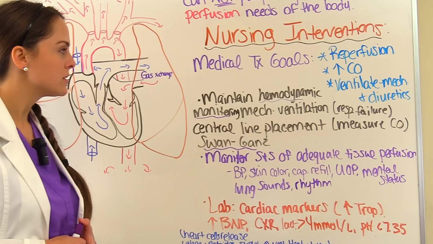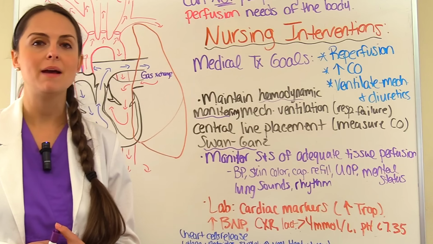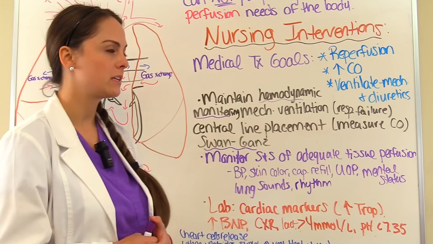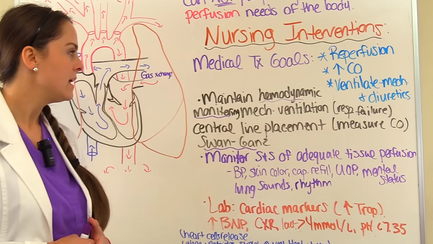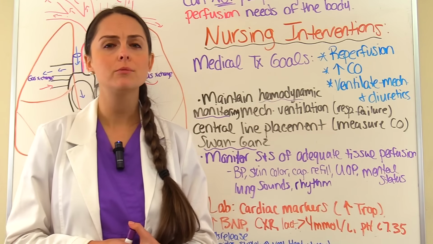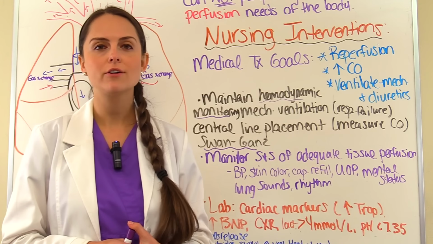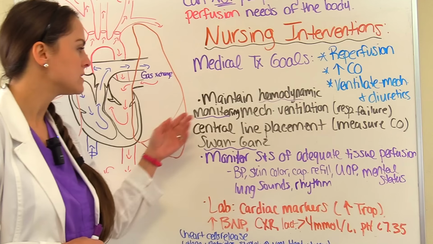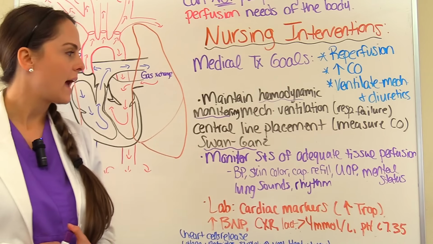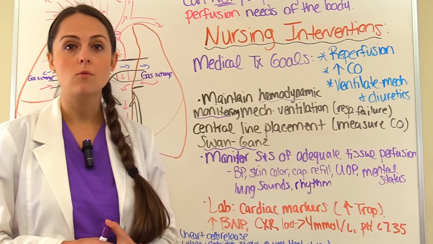So as a nurse, a lot of times these patients are going to be in the ICU because they're very sick. So you'll be maintaining the hemodynamic monitoring, the mechanical ventilation due to the respiratory failure. This hemodynamic monitoring can tell us a lot about our patient and how they're responding to the IV drips that they're on and how their cardiac output is, with a central line placement to help measure those numbers for cardiac output. And they can do that through a pulmonary artery catheter like a Swan-Ganz.